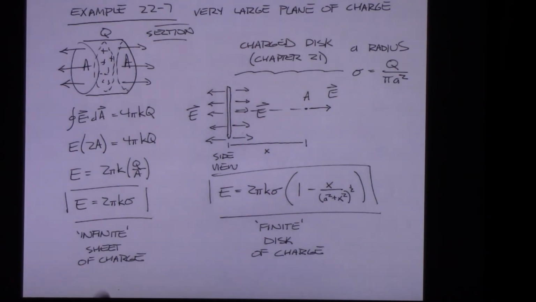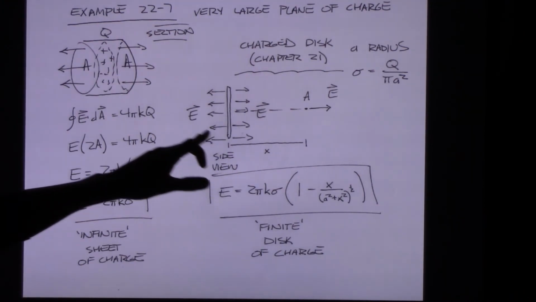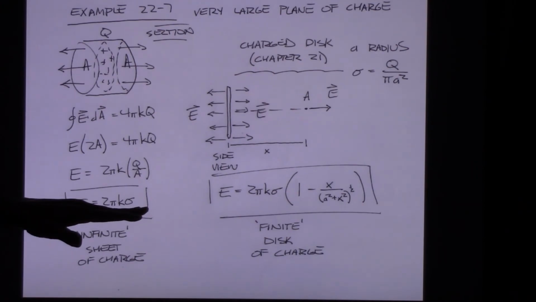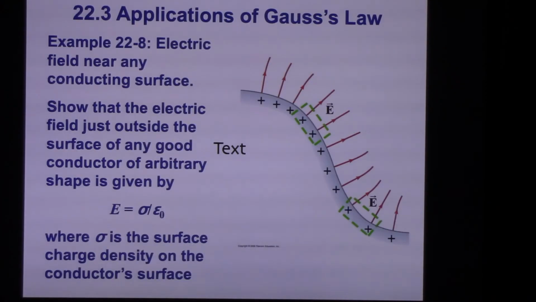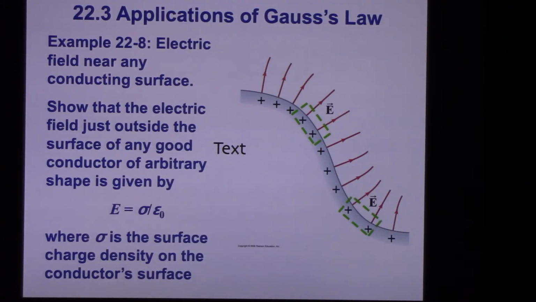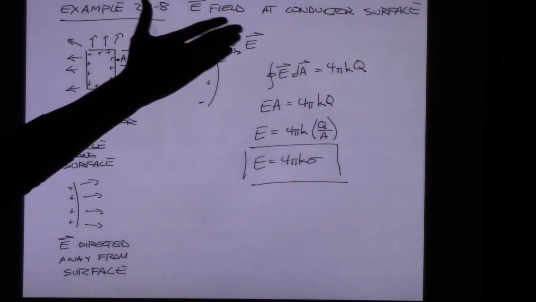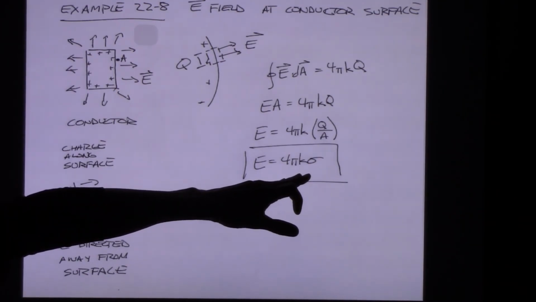So you'll see this in the homework problems. When we're working with an insulator material, we allow for the electric field going in both directions. The electric field is given by 2 pi k sigma. When we have a conductor, we end up with all of the electric field lines in one direction. The electric field is given by 4 pi k sigma.